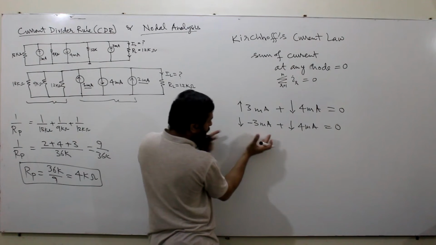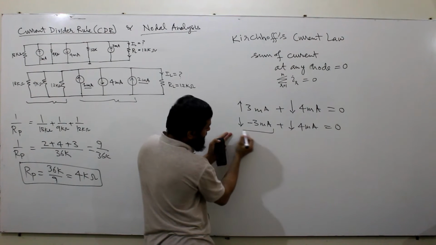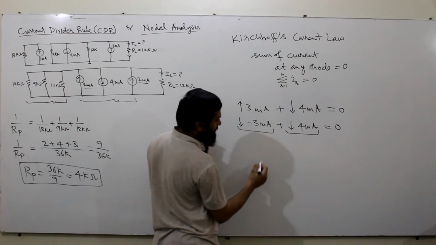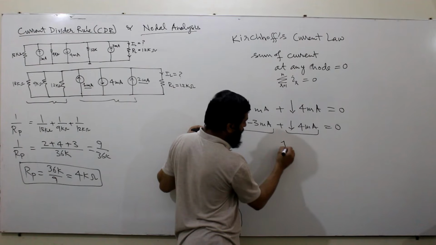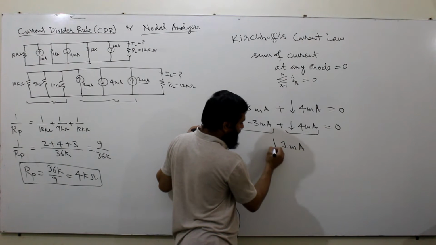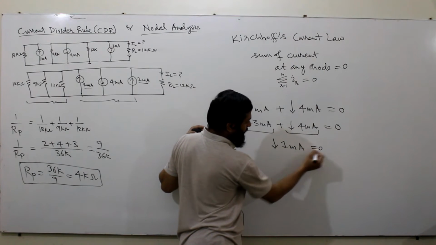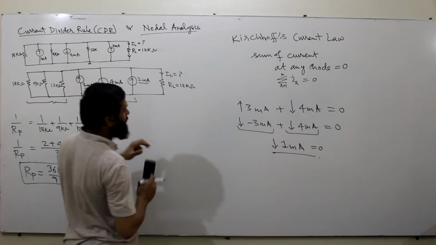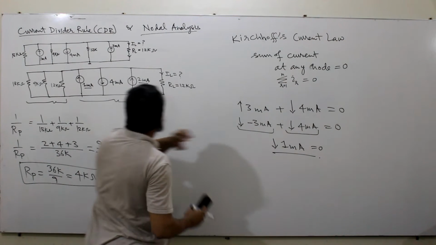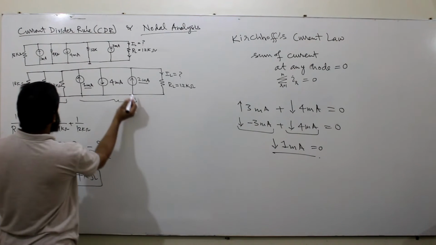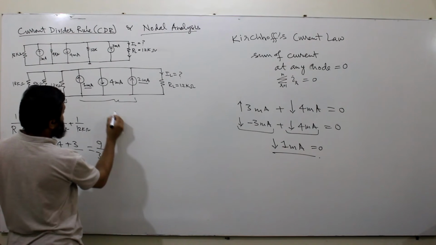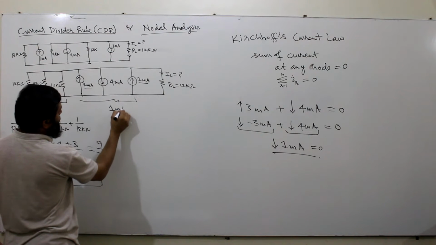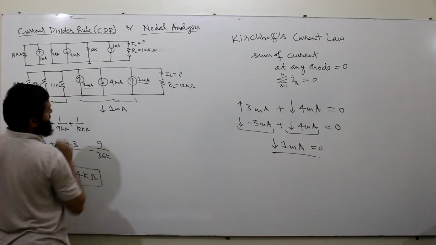Now you can solve this one, because this and this one are in the same direction, so this is 1 milliampere in the downward direction. Okay, so this is the solution. So what is left is this current. For this whole circuit we will have 1 milliampere in the downward direction.